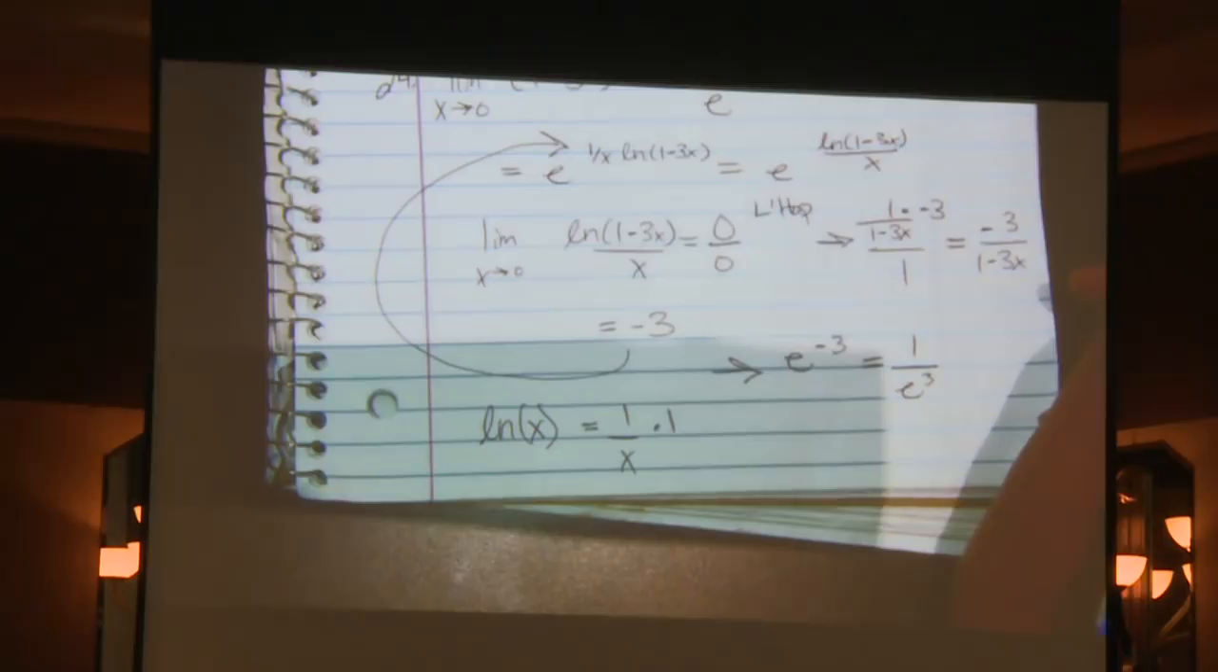All right, so number 25 says, find an equation of the tangent line to the curve. So this is my tangent line. Oh, no, I'm sorry. This is my curve, 3x sine of x, at the point when x equals pi over 2.